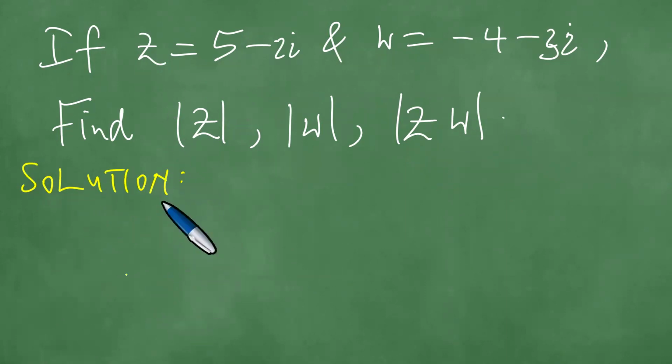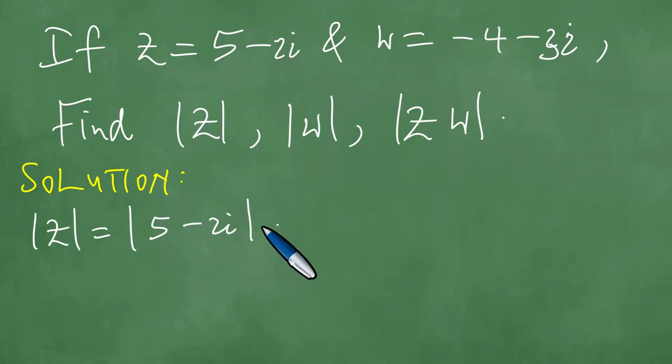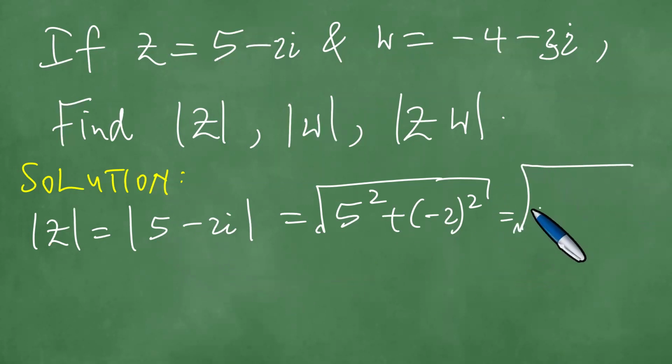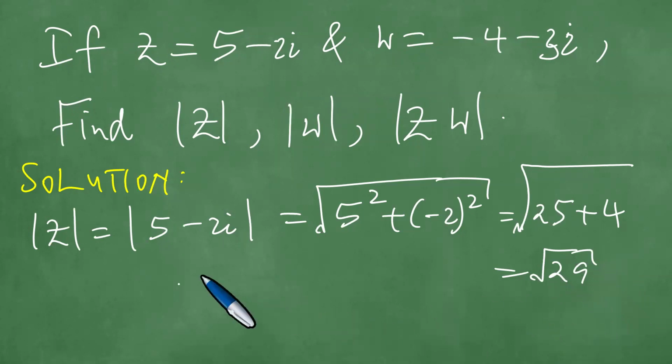Let us find the length or the modulus of z. So z is this one, 5 minus 2i. You find the modulus, which is the square root of 5 squared plus minus 2 squared, like this. By definition, you square the real part, you square the imaginary part. And 5 squared is 25, and minus 2 squared is 4. And this is the square root of 29.